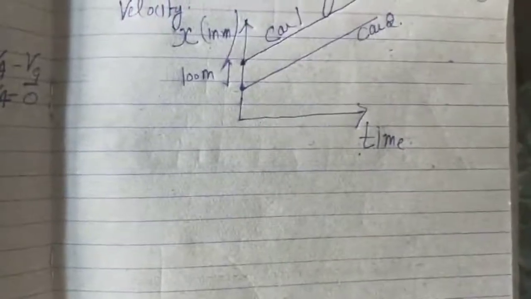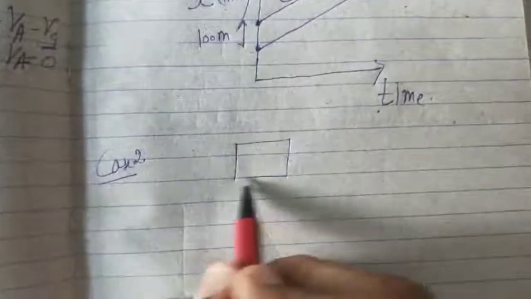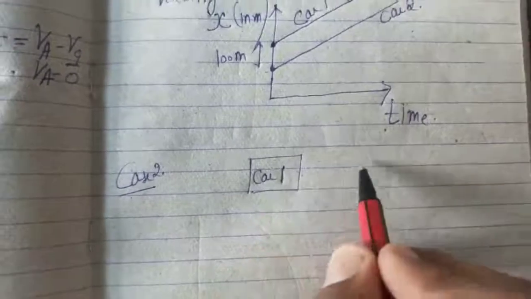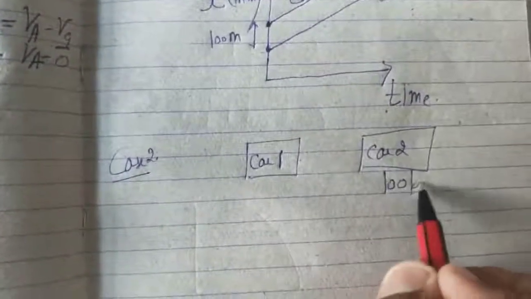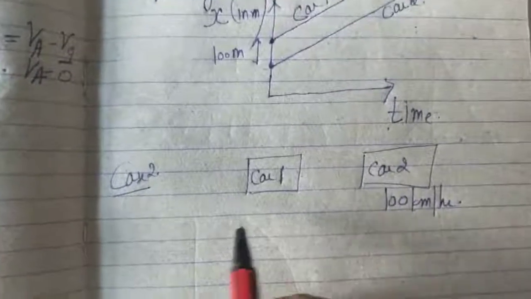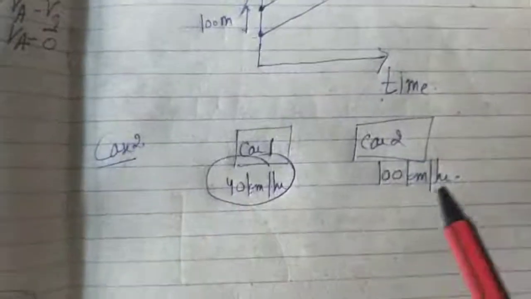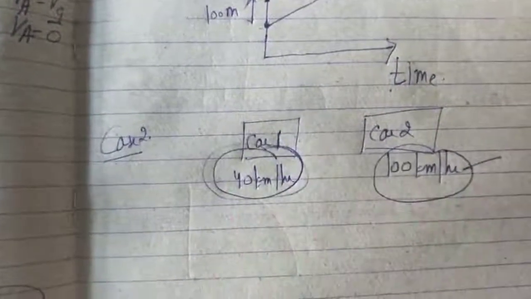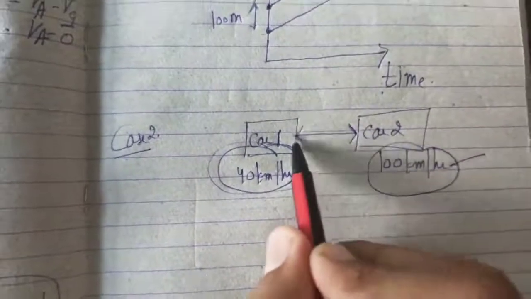Second concept, case number 2. Two cars are there, but they are moving with different speeds. Car number 2 is moving with 100 km per hour, and car number 1 is moving with 40 km per hour. It is obvious that car number 2 will cover more distance in the same time and car number 1 will cover less distance, and the gap between the two cars goes on increasing as the time increases.